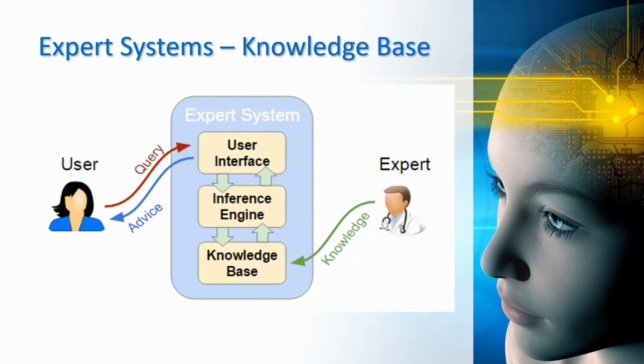Here is a diagram of how expert systems work. If you examine the diagram, you will see the knowledge base is the first part of the expert system. At this point, the expert programs their knowledge into the knowledge base, and this is then mixed with the inference engine to give a user output or a user interface.